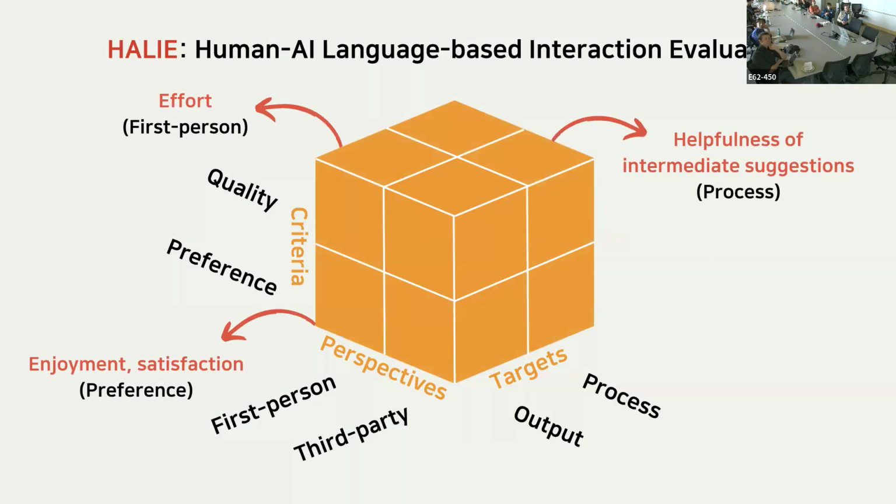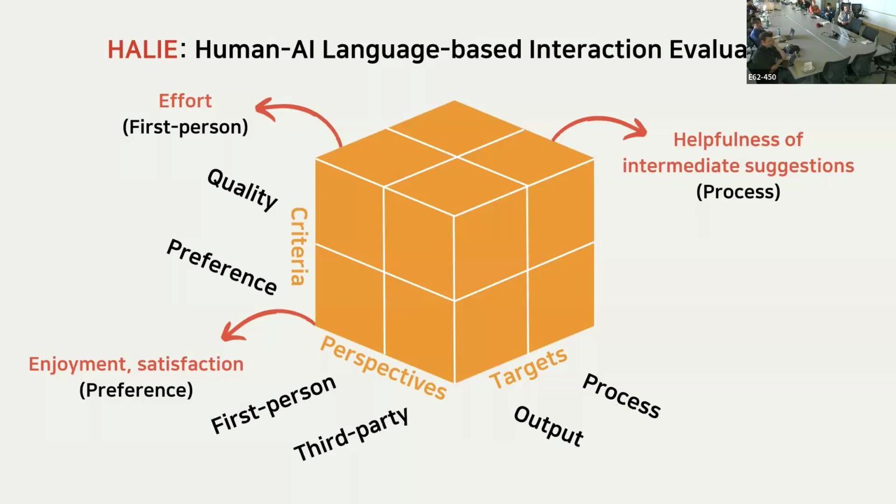But in the interactive setting, we argue that it is important to consider all these different aspects. For the evaluation target, as we saw in the co-author case, the process can tell you so much about what's going on between the user and the model. So we want to account for the process, which might look like looking at the helpfulness of intermediate suggestions as opposed to the very last model output. For the perspectives, now there are users who are directly interacting with these systems, so we can ask the users how they felt about it and how much effort they had to put in. And for evaluation criteria, we also want to account for preference, things like enjoyment or satisfaction.